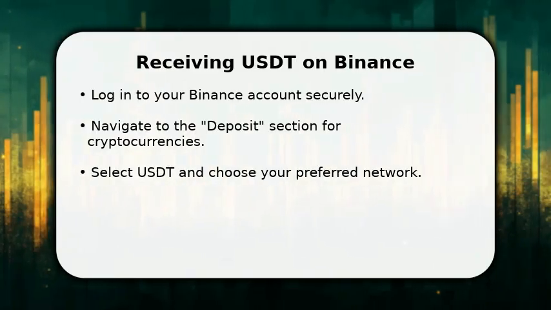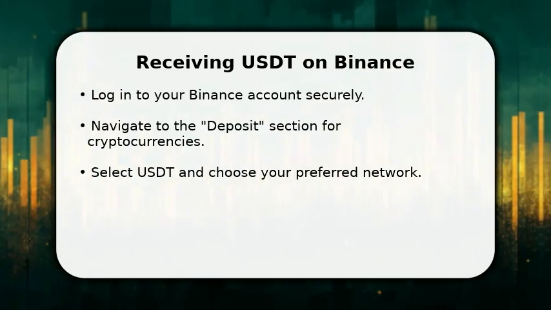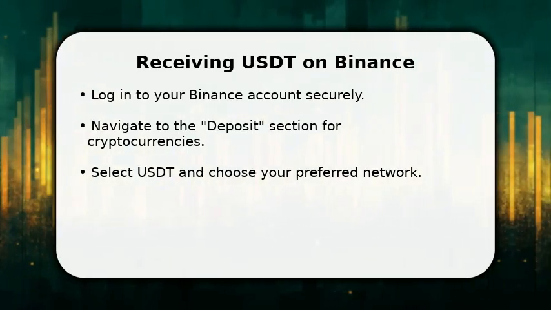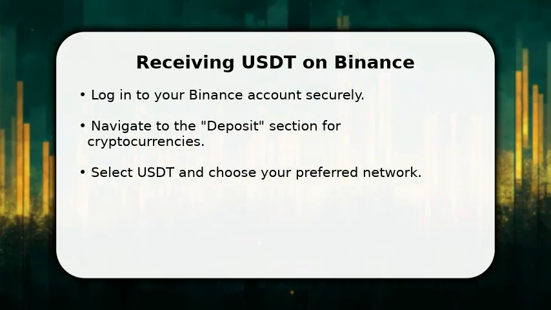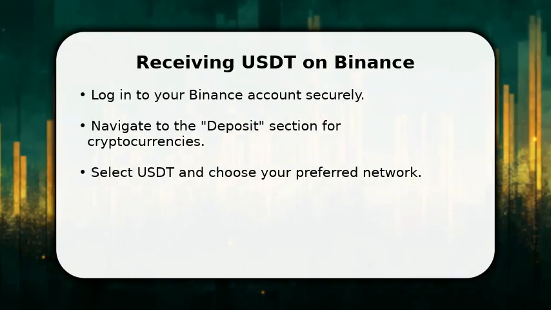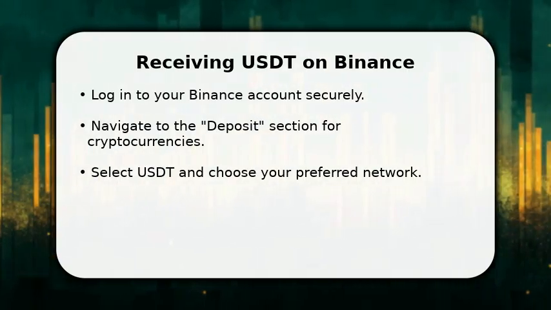In this video, I will explain how to receive USD in Binance. First, ensure you are logged into your verified Binance account. From the home page, locate and click on the wallet icon, then select Fiat and Spot. Next, find USD in your list of assets and click Deposit.